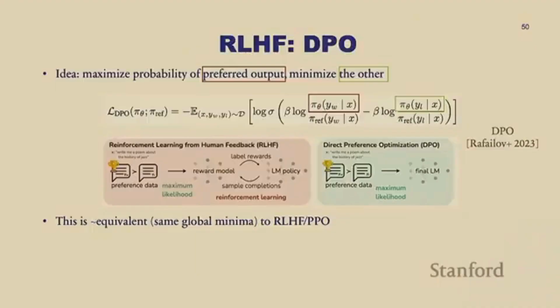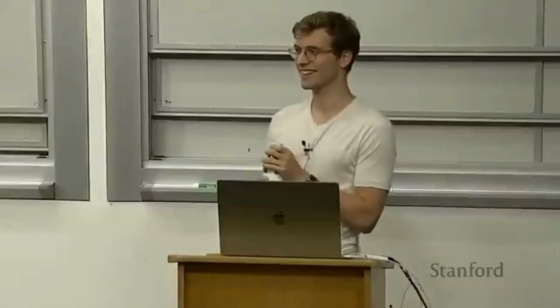Yes? It seems like this is, A, much simpler, and B, what you would just intuitively do if you were doing this. Why did they start with this reward model? What led them to doing that? I think it's a great question.